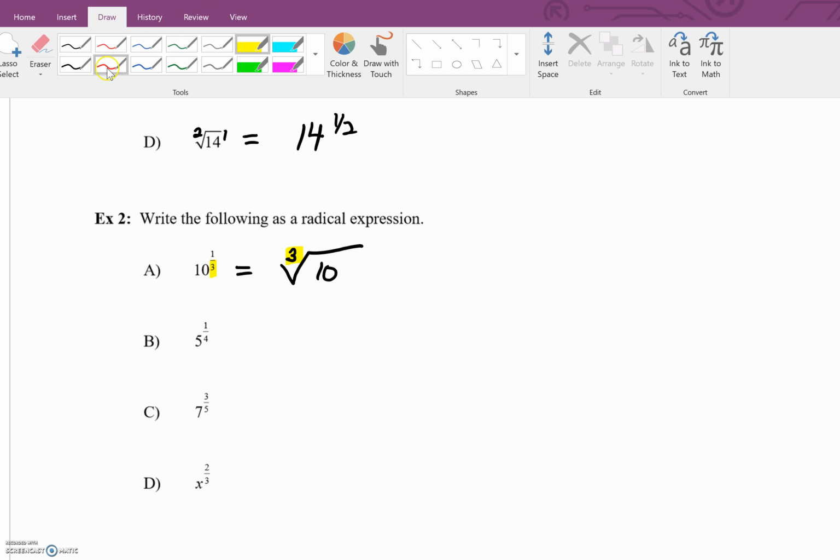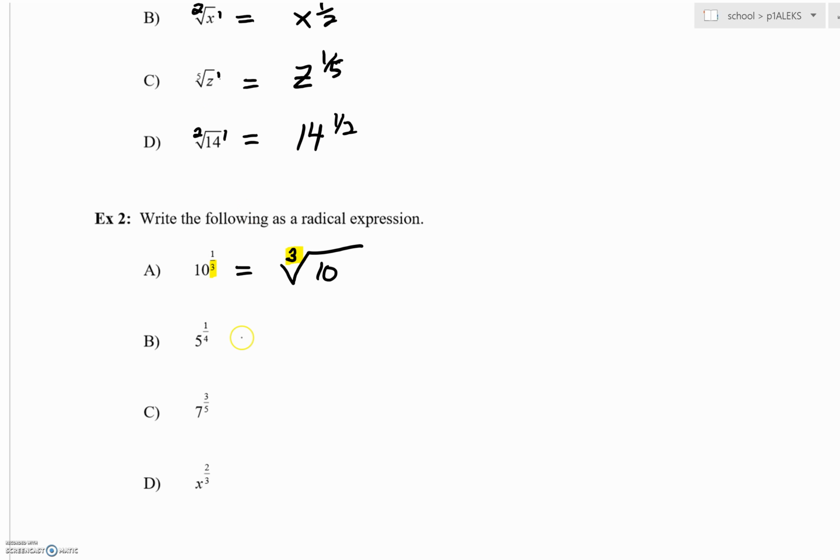So you could, of course, just write it as a 10, and that would be maybe the easiest way we could write it out. We come right here to this 5 to the 1/4. What kind of a root would that be, obviously? It's going to be a 4th root. So 4 goes in that little crevice right in there.